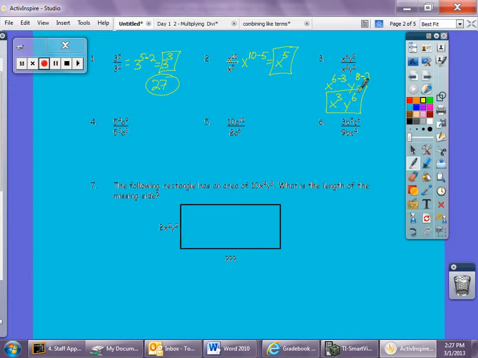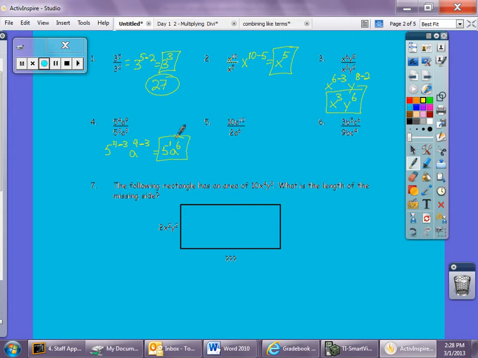Now number 4, the 5s are like bases, so we can subtract the exponent. So 4 minus 3, and then the a's, we do 9 minus 3. 4 minus 3 gives us 5 to the 1st, and 9 minus 3 is 6, so a to the 6th. And 5 to the 1st is just 5.